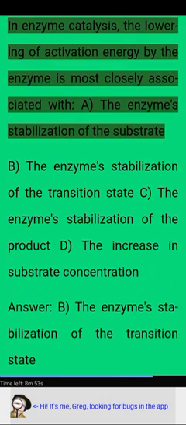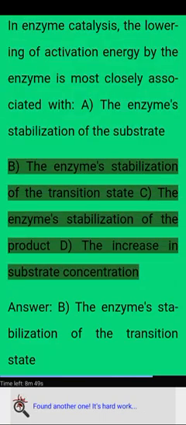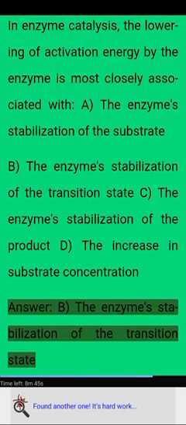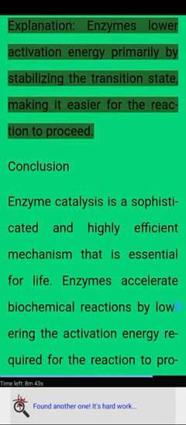Question 3, 2020. In enzyme catalysis, the lowering of activation energy by the enzyme is most closely associated with A. The enzyme stabilization of the substrate. B. The enzyme stabilization of the transition state. C. The enzyme stabilization of the product. D. The increase in substrate concentration. Answer. B. The enzyme stabilization of the transition state. Explanation. Enzymes lower activation energy primarily by stabilizing the transition state, making it easier for the reaction to proceed.